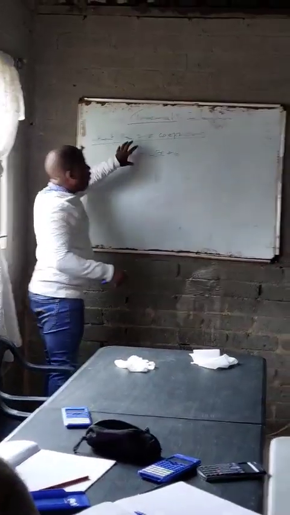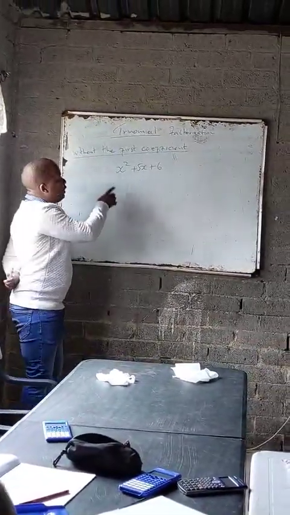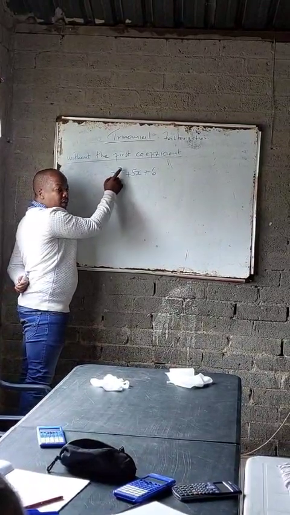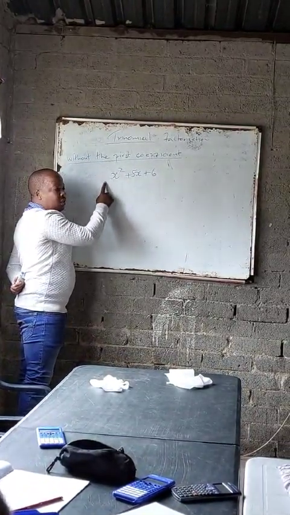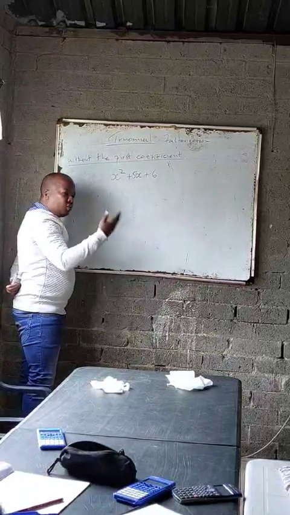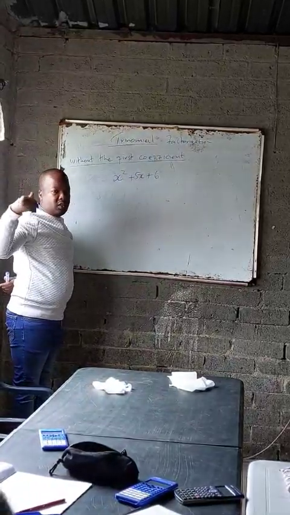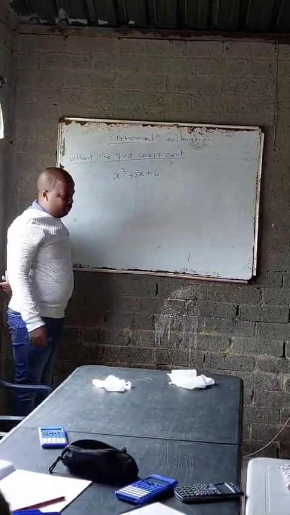Factorize a trinomial with a first coefficient. The first coefficient is the number in front of x squared, right? We call it the first coefficient. There's a number, but it's one. We know that, right? The trinomial, with one as the first coefficient.